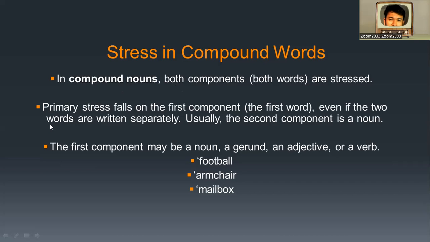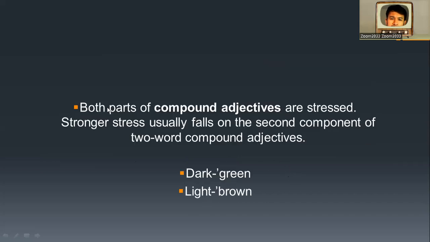For instance, football. The stress is, of course, on the first component. Football, armchair, and also mailbox. So primary stress falls on the first component. So what about another one?